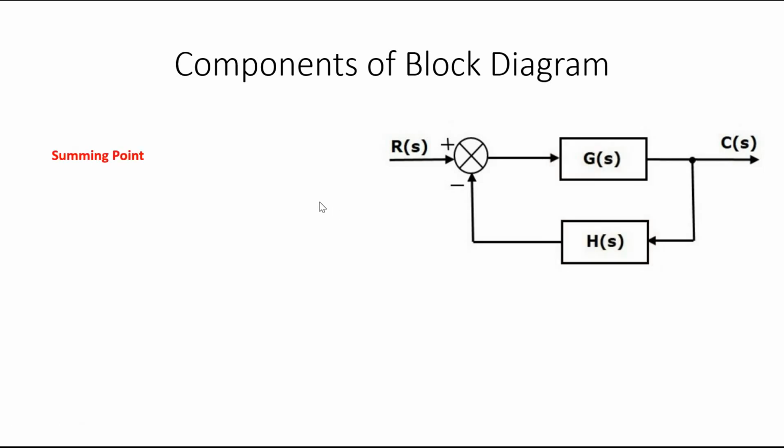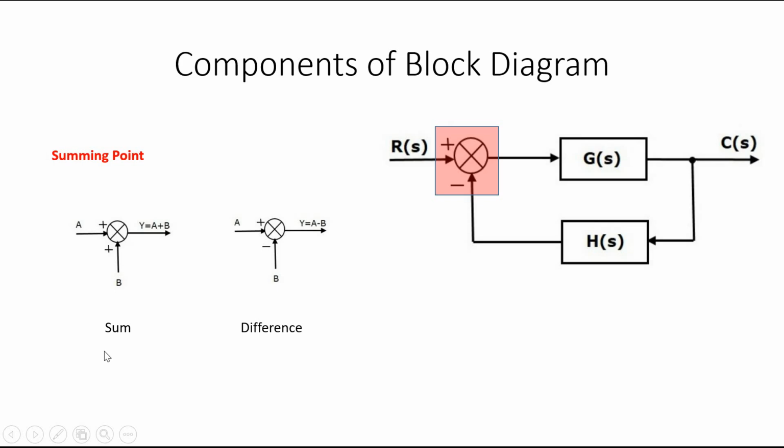And next is the summing point. Consider this is the summing point here. The summing point is used to sum the signals. Say here R(s) and this signal are plus and minus, so at this point the result will be R(s) minus this signal. So we can add, say, A plus B, so at this point the result will be A plus B. That is represented by this summing point.